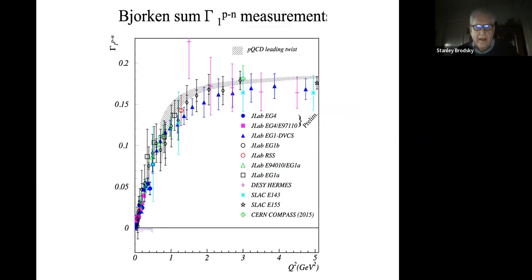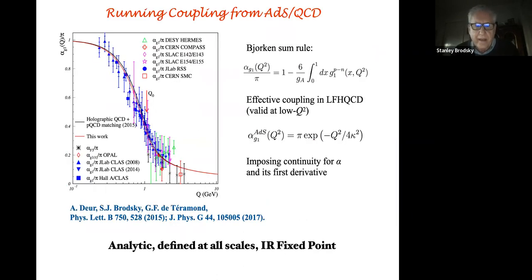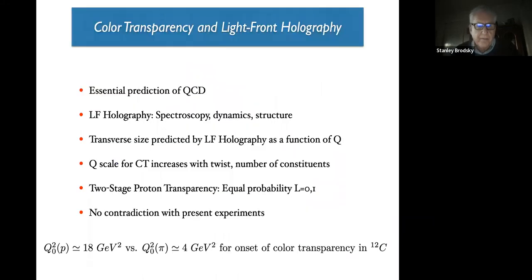It's well measured, and here's in fact a measurement of the Bjorken sum rule, and that means in fact that you can translate this running coupling physics to the physics of the alpha g1, and it goes right through the data that we get, right through the prediction that we have from AdS space. And this agrees also with other people's understanding of what the running coupling looks like over all scales.